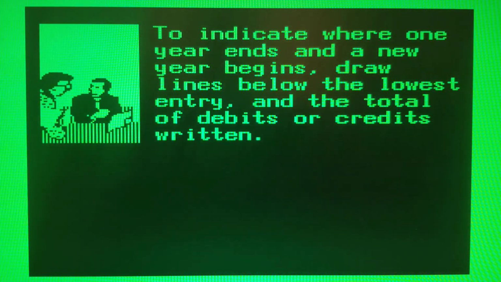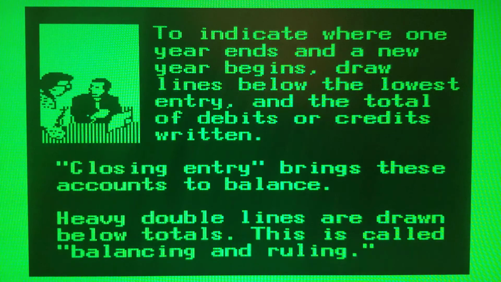In order to indicate clearly on the expense and revenue ledger accounts where 1 year or other period ends and the new year begins, lines are drawn below the lowest entry, whether debit or credit, and the total of debits or credits written. The closing entry brings these accounts to zero balance. Then heavy double lines are drawn below the totals. This is called balancing and ruling.